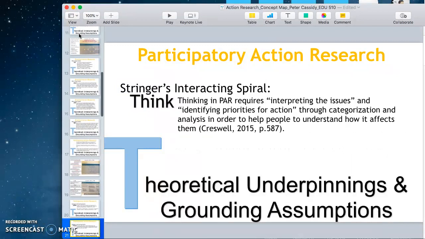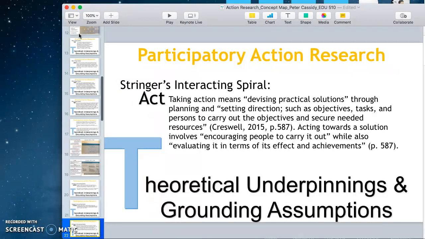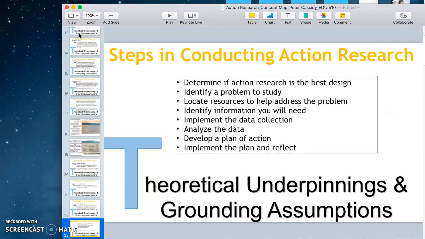So once again, just some key things taken from the text to illustrate those statements. Now, the steps in conducting action research. There are 8 critical steps, but once again, there's a free flow. It's dynamic. It's not linear. You can go back and forth as you see fit.